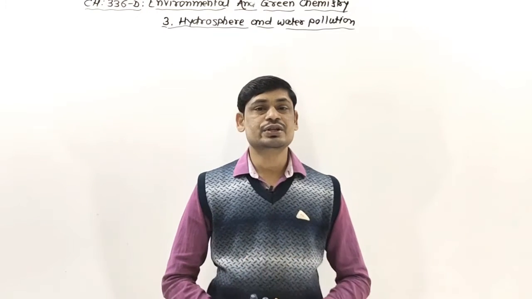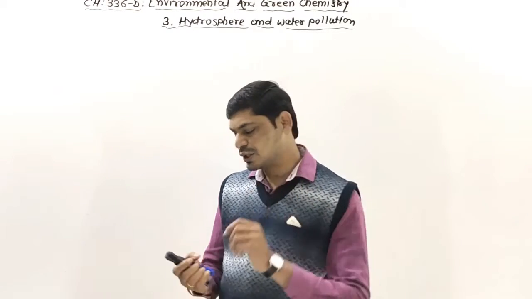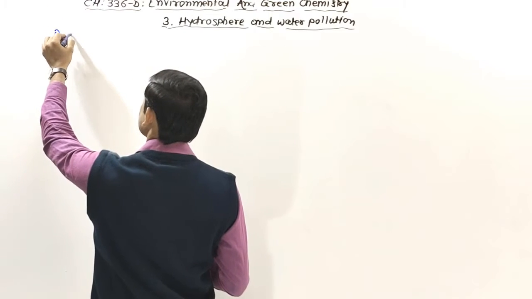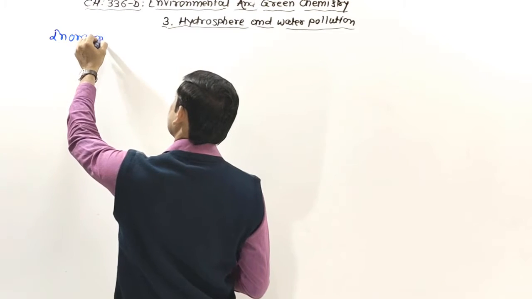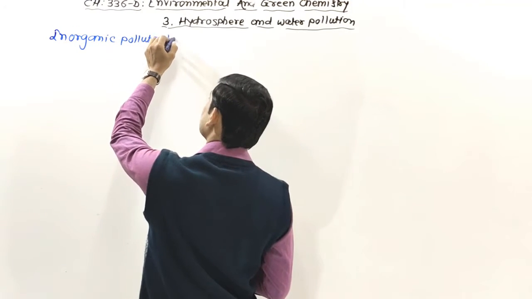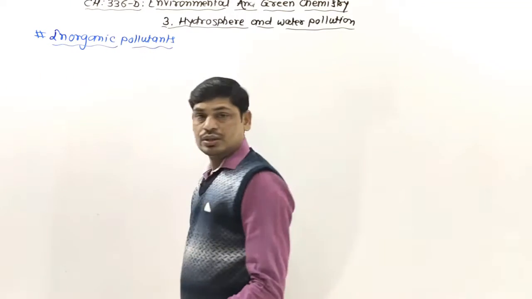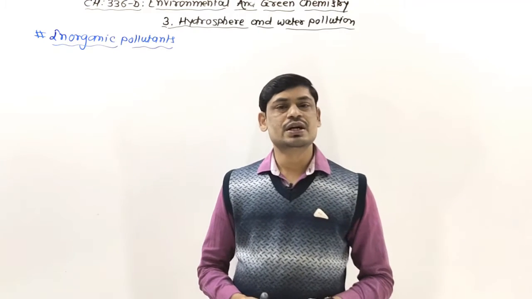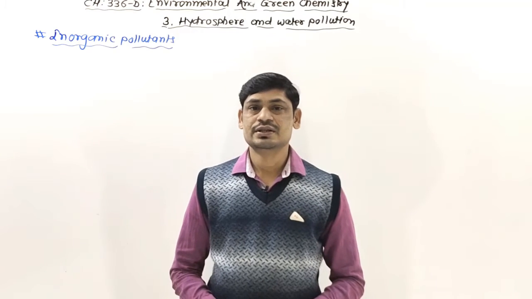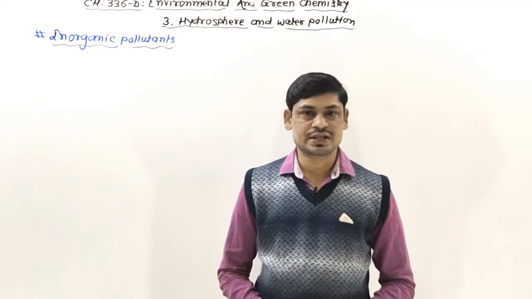Now today we are going to talk about the second class of water pollutant, that is the inorganic pollutant. So students, the inorganic pollutants are also further classified into four broad classes. The first is acids, second is alkalis, third one is cations, and fourth one is anions.